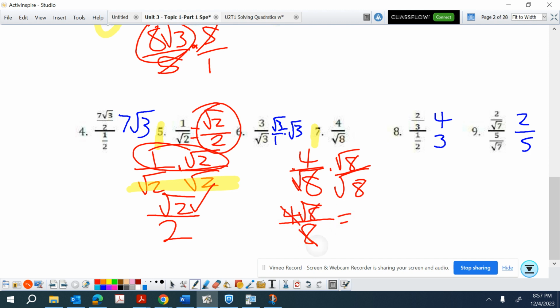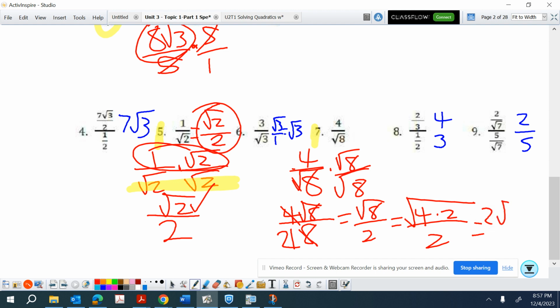4 goes into 8 2 times, so it's the square root of 8 over 2, but the square root of 8 can be changed into the square root of 4 times 2 in the radical sign, and the square root of 4 is 2, so I've simplified this. And now with the 2 in the denominator, your final answer for number 7 is going to be just the square root of 2.